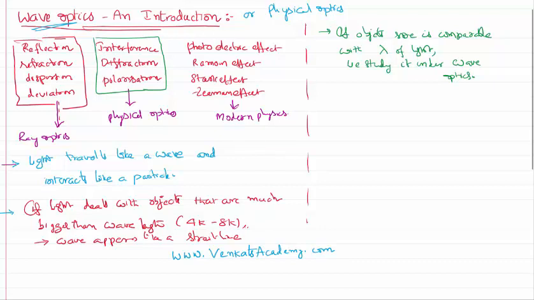So we can simply put a condition: if b squared is much greater than L lambda, where b is the size of the object that we are handling, L is the distance between the object and the screen, and lambda is the wavelength of the light that we are handling, we study it under ray optics. If b squared is approximately equal to L lambda, we study it under wave optics. This is the condition that we are going to use in all our further topics, right?